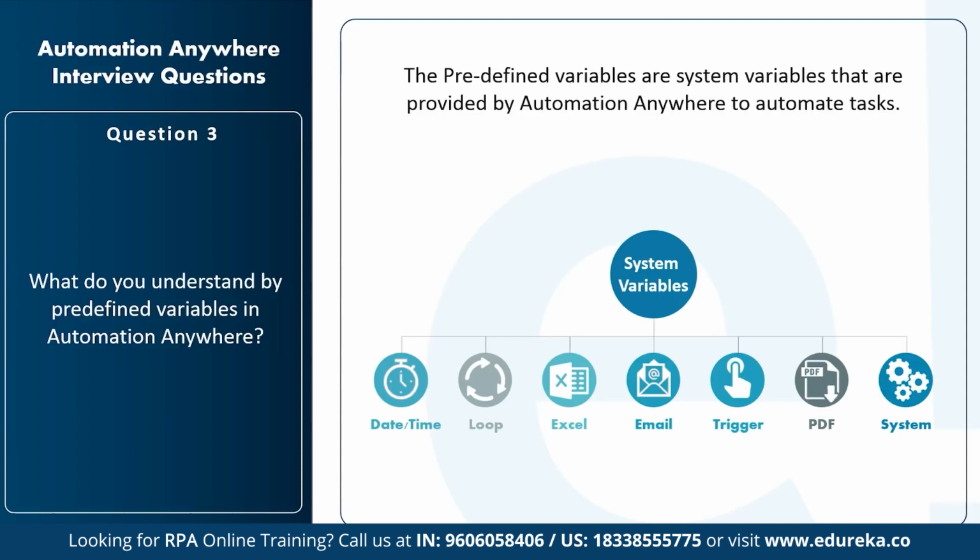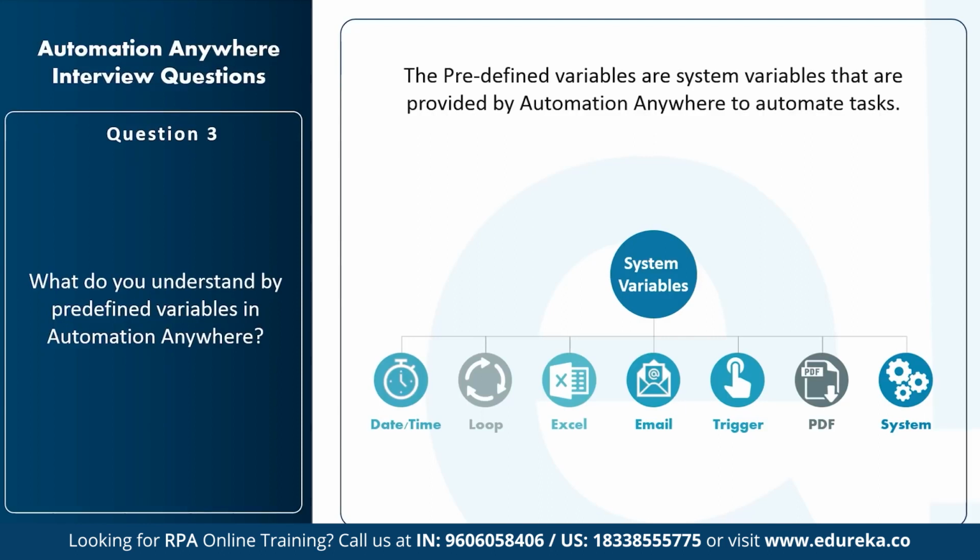Now, to check the predefined variables, you just have to go to the variable manager on the right side of the task pane, click on show system variables, and it will open all the system variables for you. For your better understanding, I'm going to show you how you can see the system variables, and then I'm also going to show you how you can use those predefined variables.